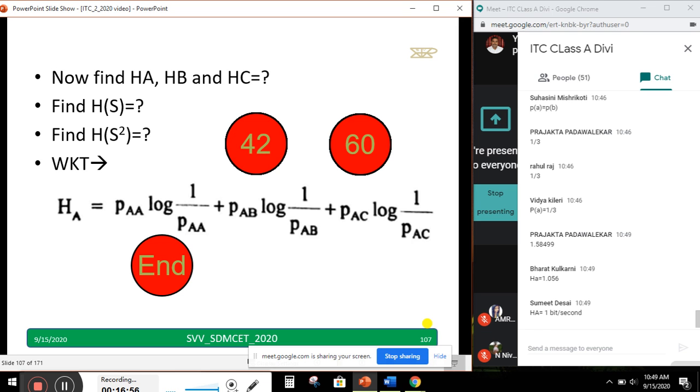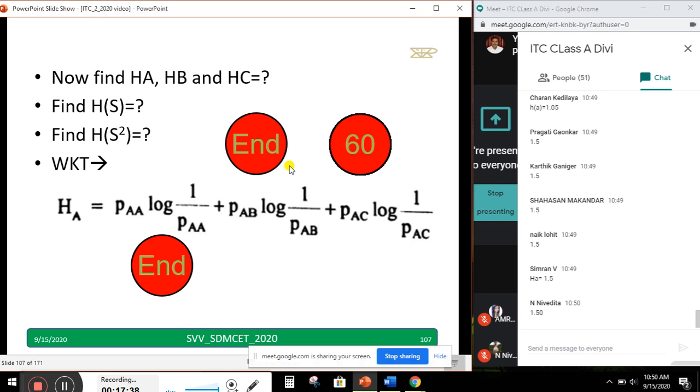Very good. Bharat, Prajakta 1.5. Answers are different. HA 1.0. Prajakta, is it HA or not? Just check it. HA equal to 1 bit per second, Sumit got. And we'll see a few more answers. After that, we'll conclude. HA equal to 1.5, somebody? Remember, you have to take base 2. Shilpa, HA equal to 1.05. 1.5, 1.5. Shivani. Chaitra 1, Charan 1.05, Pragati 1.5, Karthik 1.5, Nayak 1.5, Simran 1.5. Majority are getting 1.5.